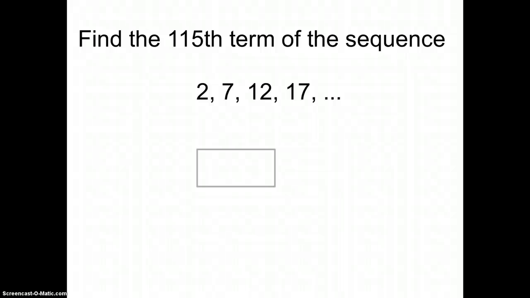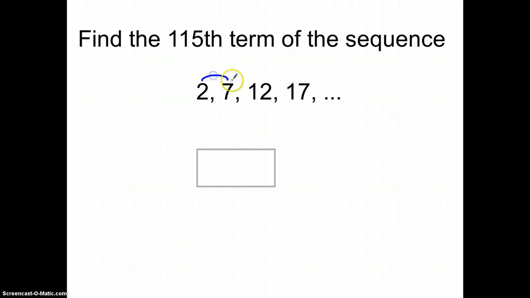So this is the review that is the Eggspert review instead of the grade papers around the room. So this one, find the 115th term of the sequence.